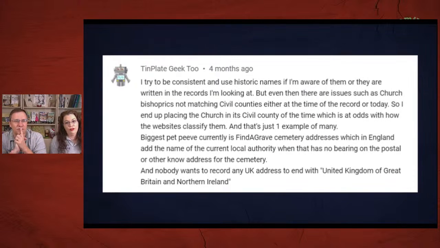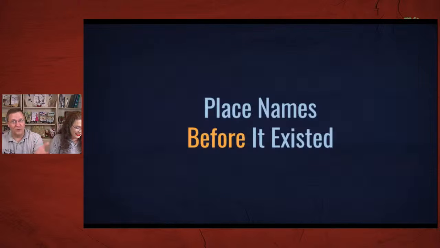Talk about confusing. And why didn't our ancestors know they needed to simplify things for us so that we can find them? I don't know. And then the last part of this, nobody wants to record any UK address to end with United Kingdom of Great Britain and Northern Ireland, which is the proper name of that governmental institution.